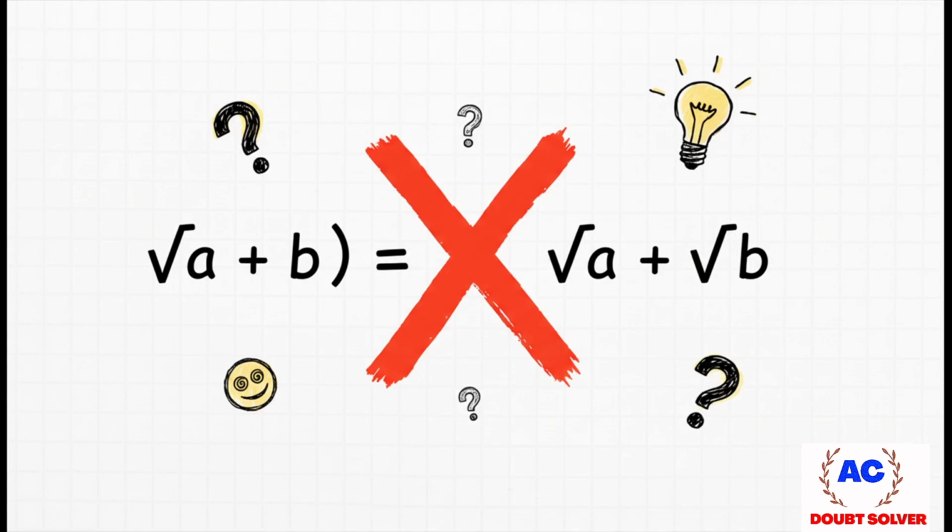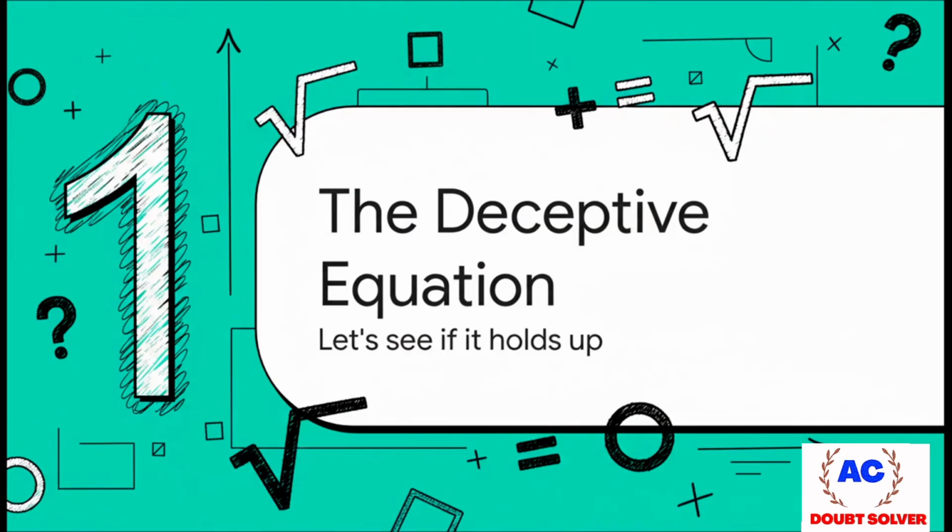I mean, it kind of looks like other rules we learn in algebra. But here's the thing, and what we're going to prove today. This idea, as intuitive as it seems, is just plain wrong. Okay, so let's get into it. But hey, don't just take my word for it. Let's actually put this thing on trial. We're going to grab some easy numbers and see if this so-called rule can survive a little test.